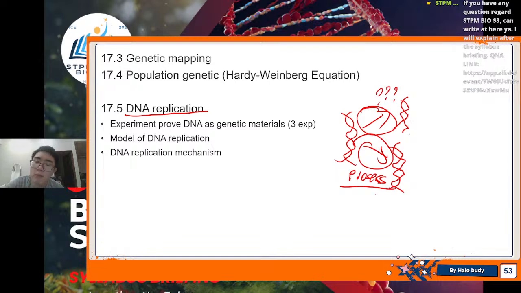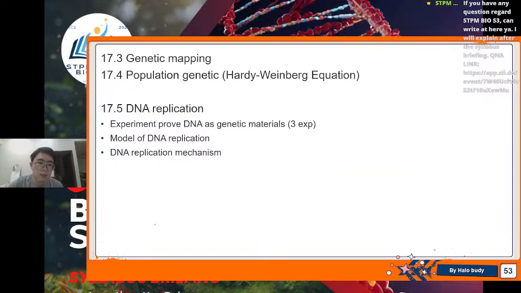How does it come about? So in SPM you already learned the DNA replication mechanism. How does DNA replicate? This is what you will learn. Okay, but before we learn the mechanism, we have to learn the experiments that prove DNA is the genetic material. So there are 3 experiments by scientists of the last century. They proved that DNA is the genetic material.